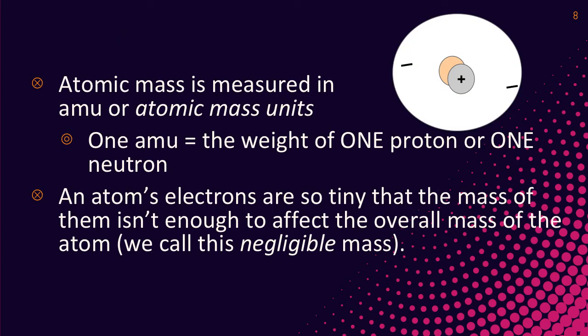Atomic mass, so the mass of an atom, is measured in AMU, or what are called atomic mass units. And 1 AMU is the weight of 1 proton or 1 neutron. They have the same mass. An atom's electrons are so tiny that even the mass of them isn't enough to affect the overall mass of the atom. We call that negligible. Negligible means it's too small to really matter. So our atomic mass is just protons and neutrons.